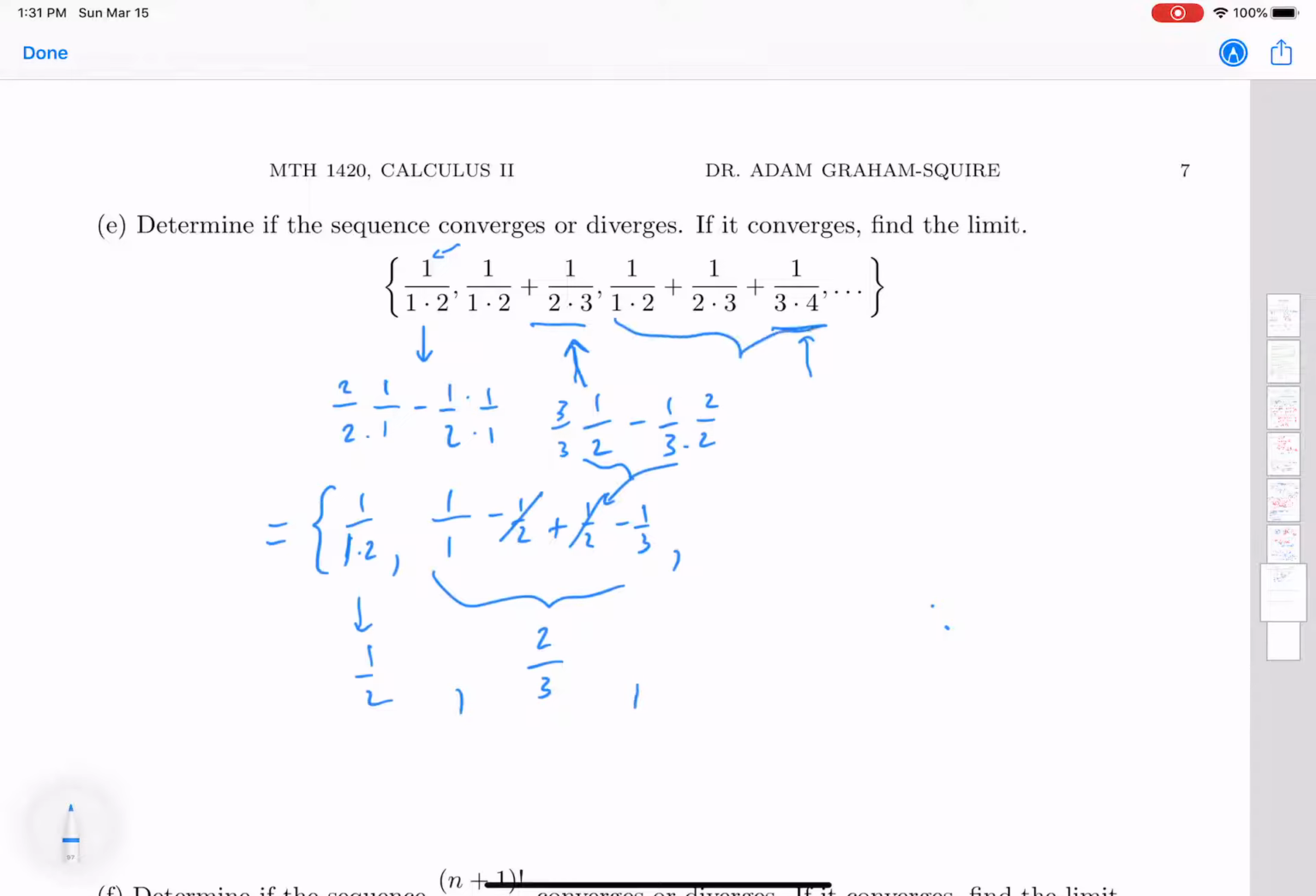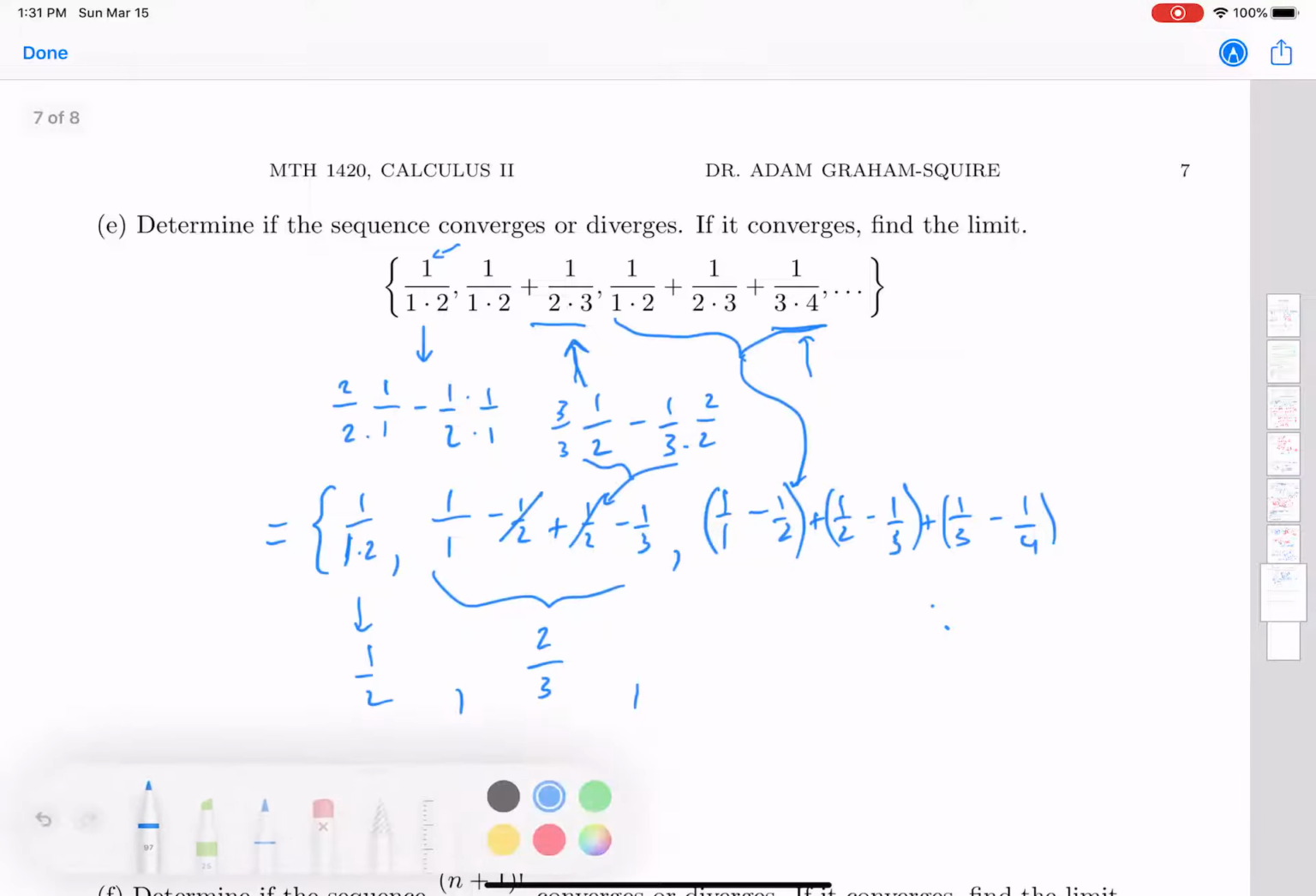And then for this big one, I would end up getting 1 over 1 minus 1 over 2 plus 1 over 2 minus 1 over 3. That's what I had before. And then the 1 over 3 times 4, that's the same thing as 1 over 3 minus 1 over 4. I could put all these in parentheses if that would make you a little bit happier. But once we remove the parentheses, just like we saw before, the 1/2s will cancel, the 1/3s will cancel, and I'll be left with 1 minus 1/4, which of course is just 3/4.